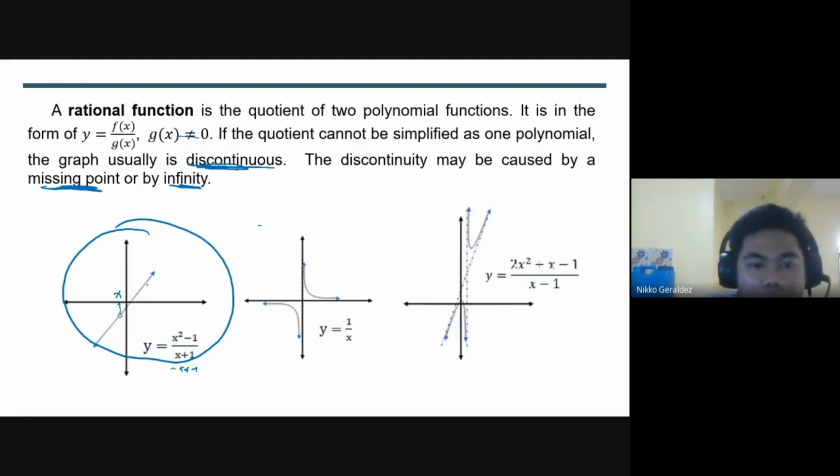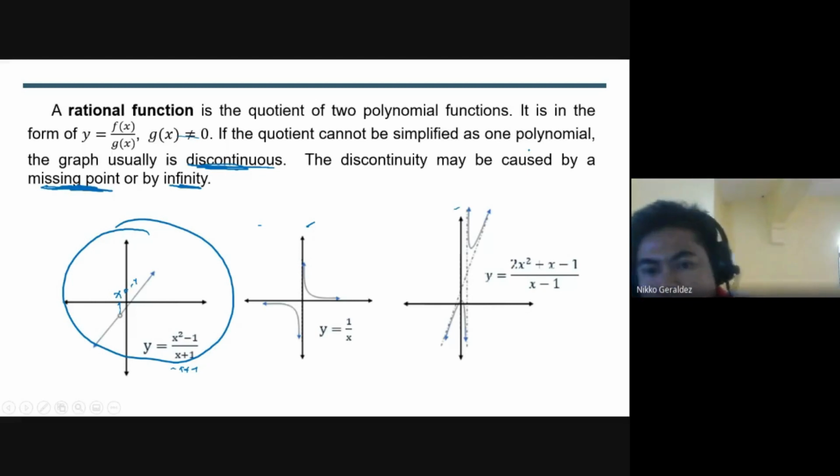So when you graph it, at x equal to negative 1 you have an open circle, a discontinuity. This means that at x equal to negative 1 the function is undefined, and therefore you have a missing point discontinuity. Okay, then the second and third graphs.